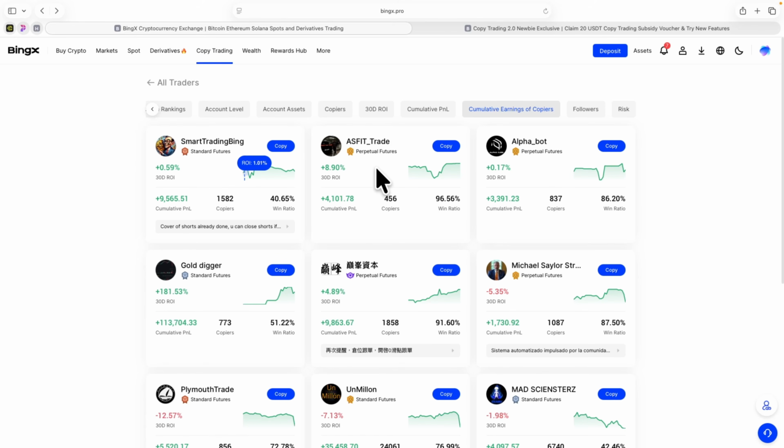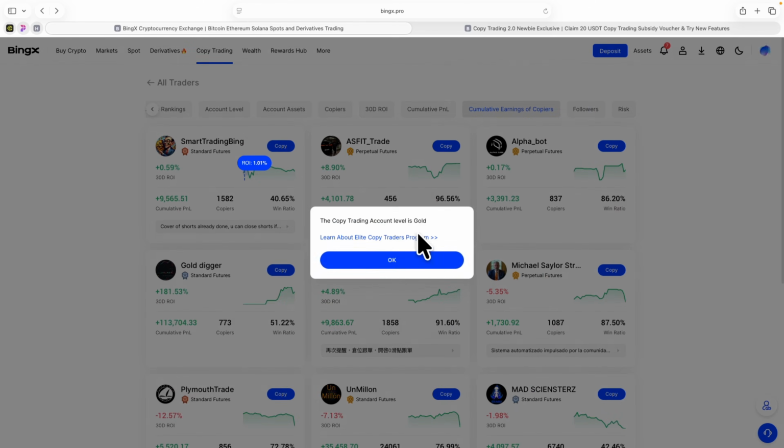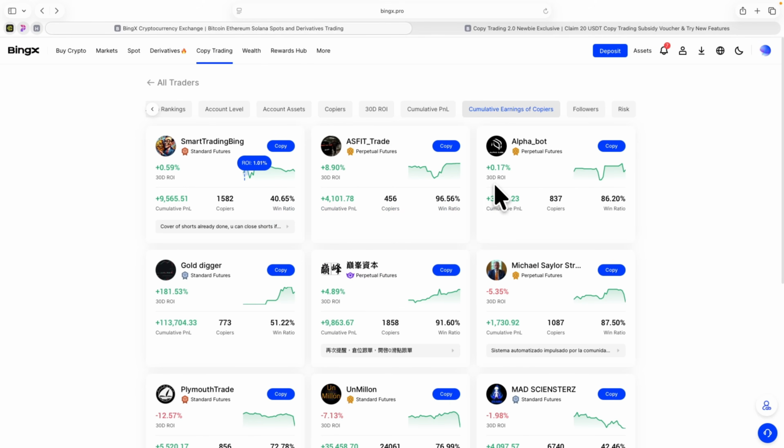So this number one person, take note of. I want us to look at like 3 or 4 people and compare. And then you have this next person right here. We click on the badge. This account level is also gold. So let's take note of that. But in the last 30 days, this person has not made good profit. It's just 0.17%. And you can see the cumulative P&L is about $3,300, which is not bad. And over 800 people are copying this person. And this person has a win rate of 86%, which is good. So let's take note of this person too.